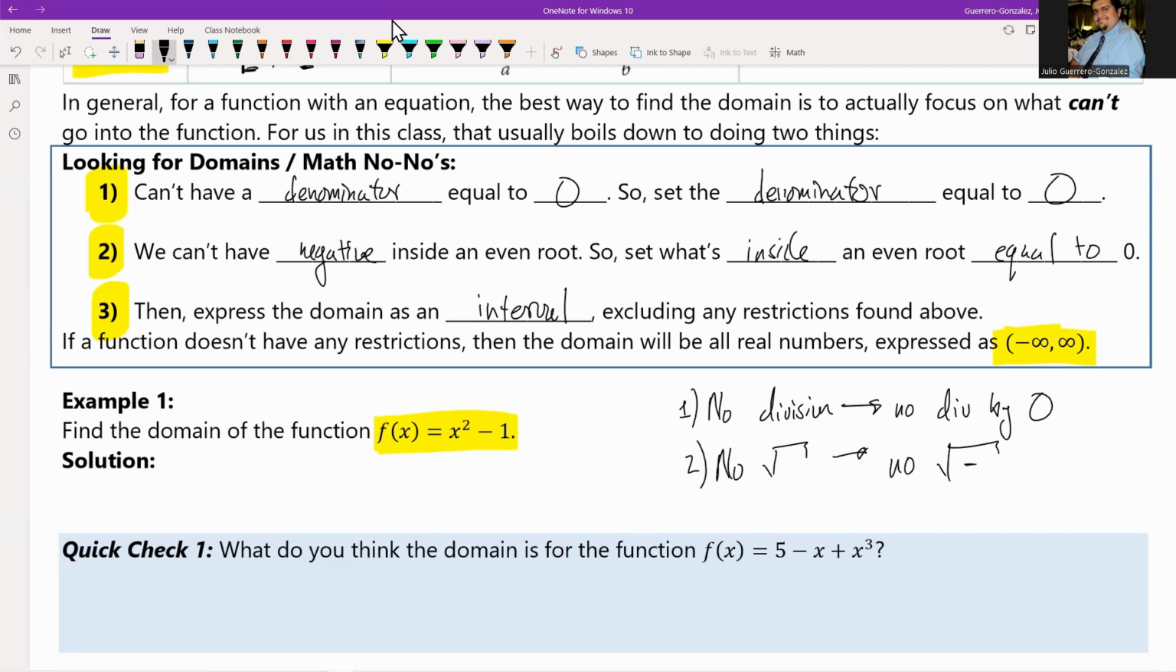So there's no square root of a negative number. We are done. We checked number 1 and number 2. Neither produced restrictions. So for this one, the domain is going to be negative infinity to positive infinity. And we are done.